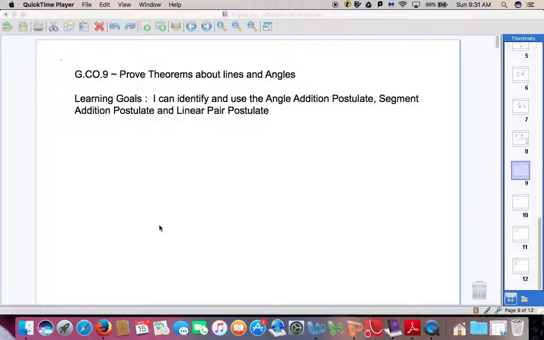Today we're going to talk about the learning goal. The learning goal for today is identifying and being able to use the angle addition postulate, the segment addition postulate, and the linear pair postulate. Again, we're still working with the GC09 standard, proving theorems about lines and angles.